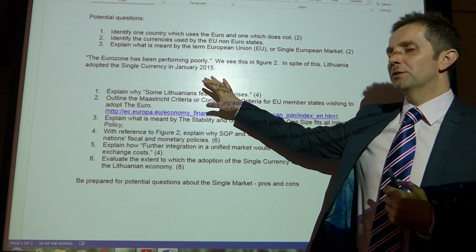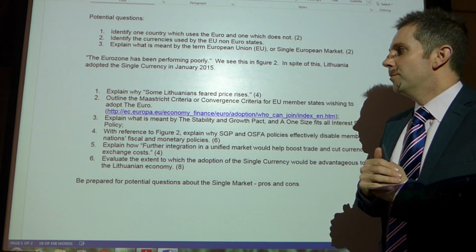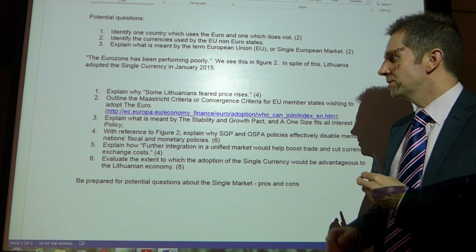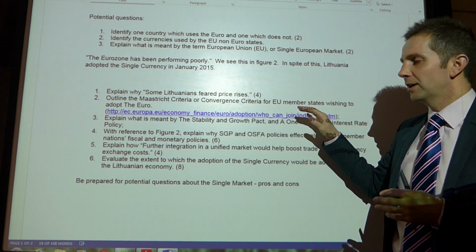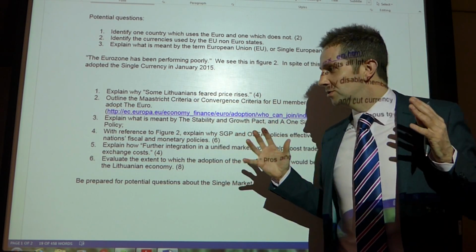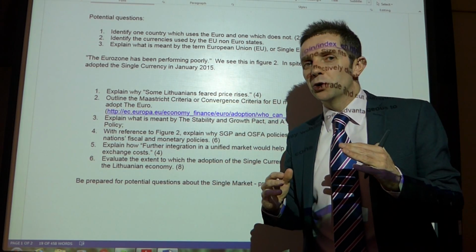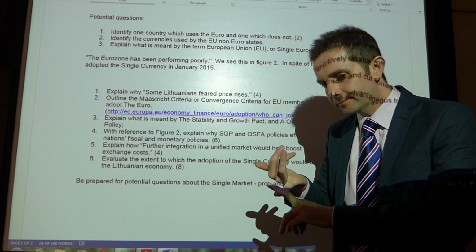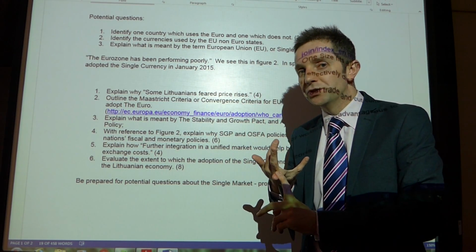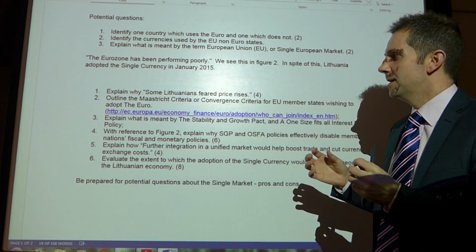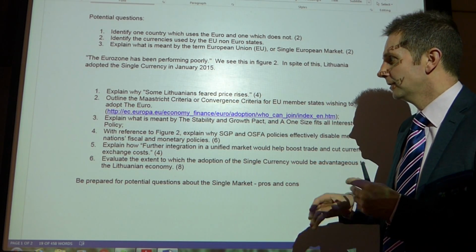I've gone, certainly with my students, probably a little above and beyond what's necessary, but I think it's worth doing. So outlining the Maastricht criteria and the convergence criteria for those countries that wish to adopt the euro. This is primarily to do with the percentage of debt to GDP and the size of the budget deficit to GDP, and we've looked at that in a little bit of detail.